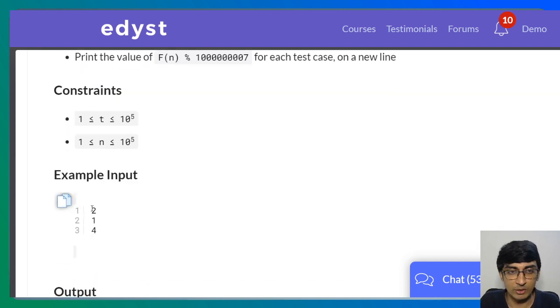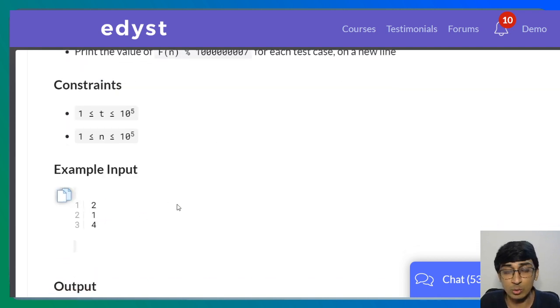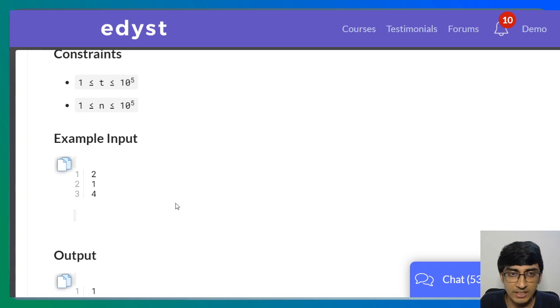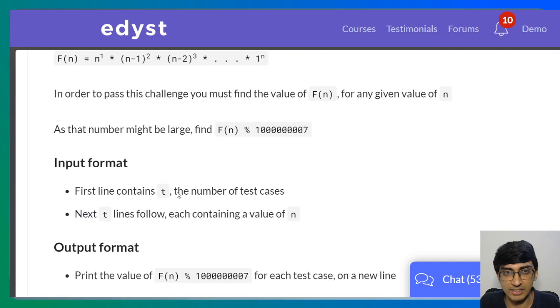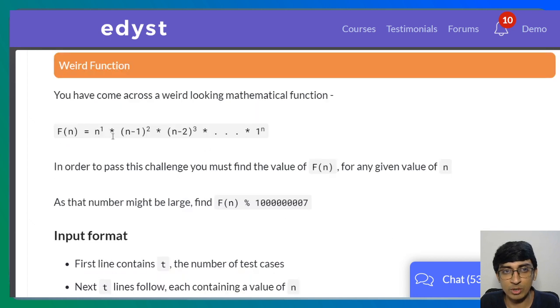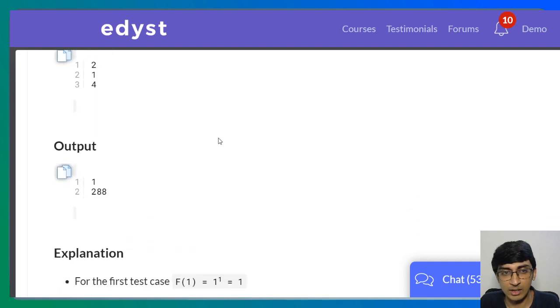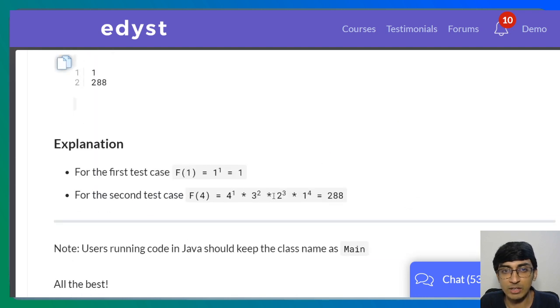So for example, the input is given to you as two test cases. For the first, n is 1, and the second one is 4. In the second case, what you're doing is exactly this: 4 into 3 square into 2 cube into 1 raised to 4, right? That's exactly what's happening here. 4 into 9 is 36, and 36 into 8 would give you 288. That's why you got 288 over here. And in the case of f of 1, 1 raised to 1 is equal to 1.